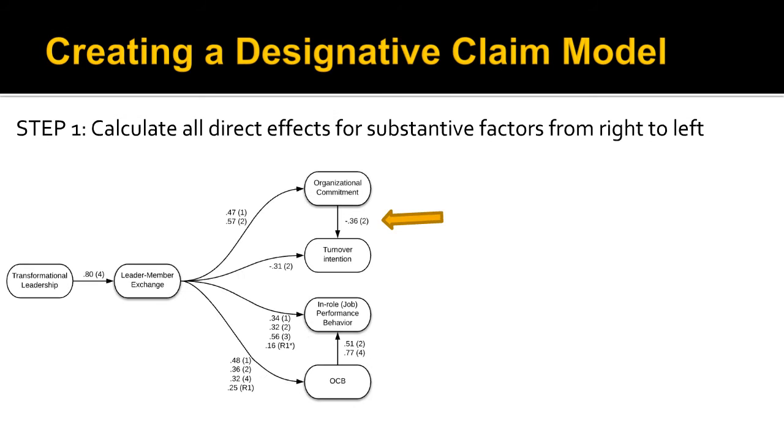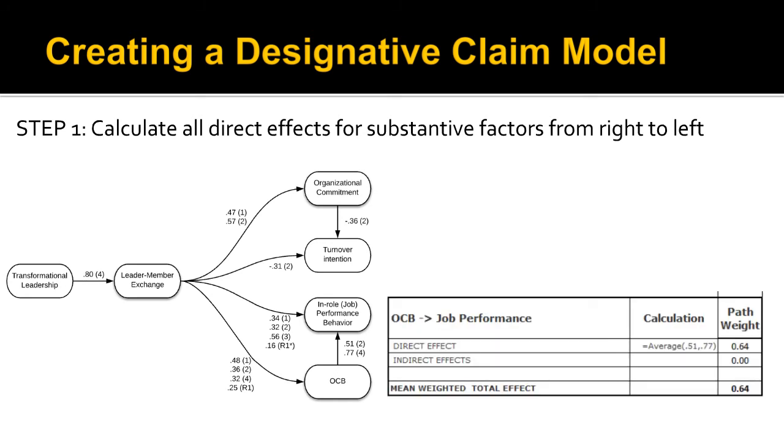In step 1, we start by identifying the simplest effects. This means that we begin by identifying the factors that have only one estimated effect size and are only directly connected to an outcome. In this diagram, we would make a note that organizational commitment has a negative 0.36 effect on turnover intention.